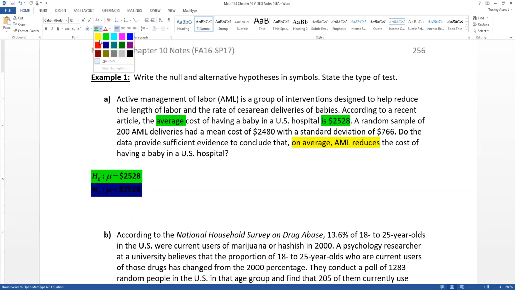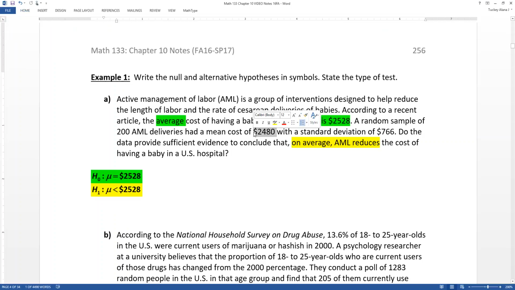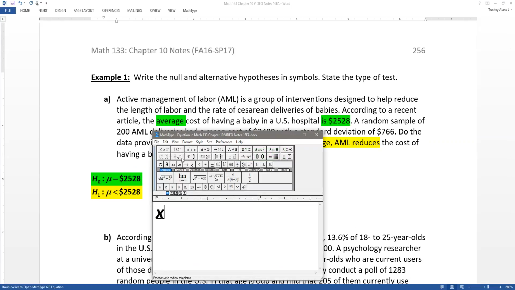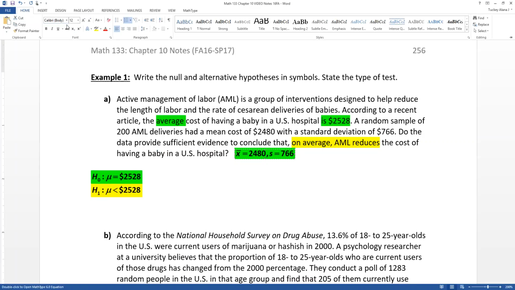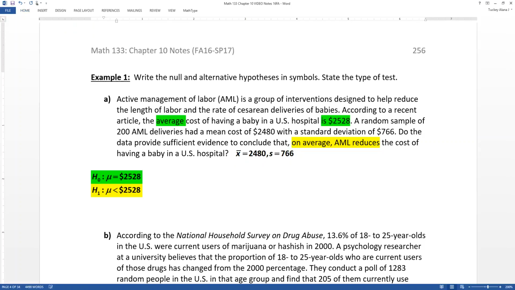So you might be thinking, well, why didn't we use the 2480? That's your sample. So your X bar is 2480. It's not your mu, and it's not your assumed mu. And the S is 766. So if we want to actually do the calculations for the test, which we'll learn about in the next section, that's what those pieces of information are for. But they're not for constructing the hypotheses. They're for doing calculations later. So X bar is 2480, S is 766, but the assumed value is 2528.